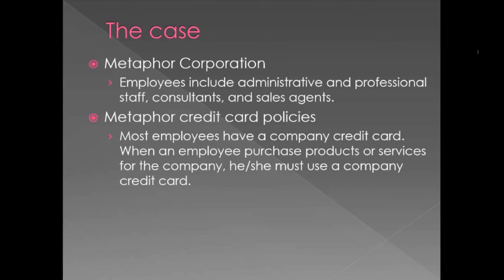They sell software. Basically, there are several different types of employees in their company: the administrative employees, consultants, and the sales agents. For each employee, they have a company card, so they can use this card for their job purpose. For example, the administrative staff may need to buy some business supplies from the vendors, so they can use this credit card to purchase these supplies, like stationery.